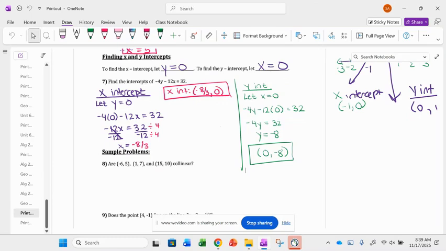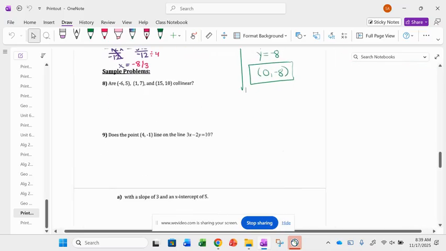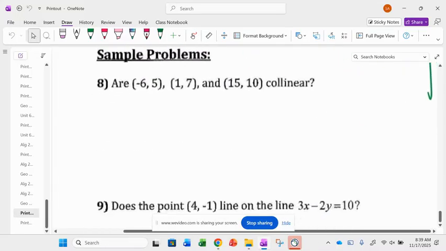Recall that when we were finding the x and y intercepts, if we want to find the x-intercept, we plug in 0 for what? Y. And when we want to find the y-intercept, we plug in 0 for x. So now we're going to do some sample problems to mix all this knowledge together.